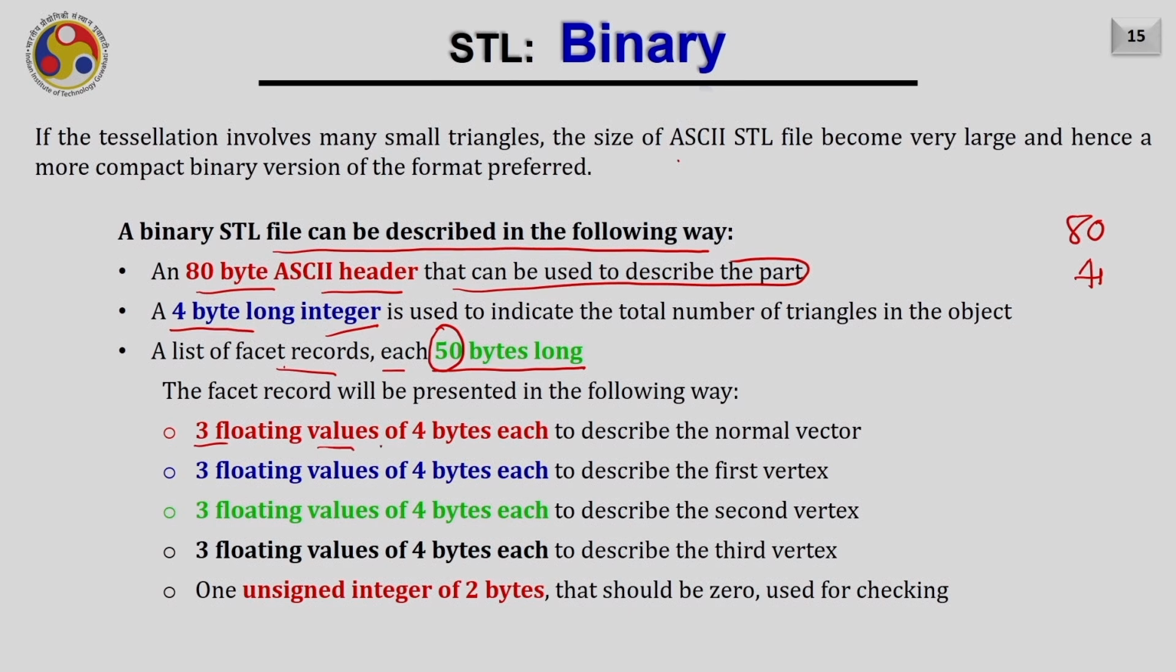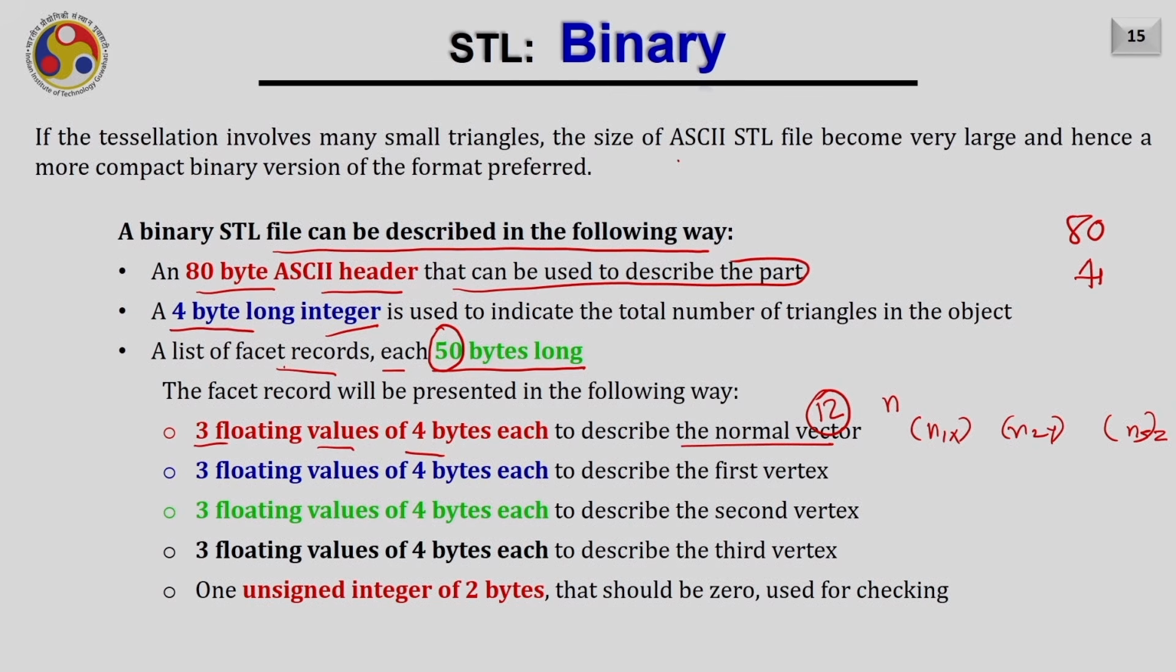3 floating values of 4 bytes each are used to describe the normal vector. That means there are 3 floating values to define the facet normal. This is your n1, n2, and n3, that is x, y, and z. And each consumes 4 bytes. That means a total of 12 bytes are required to represent the facet normal.